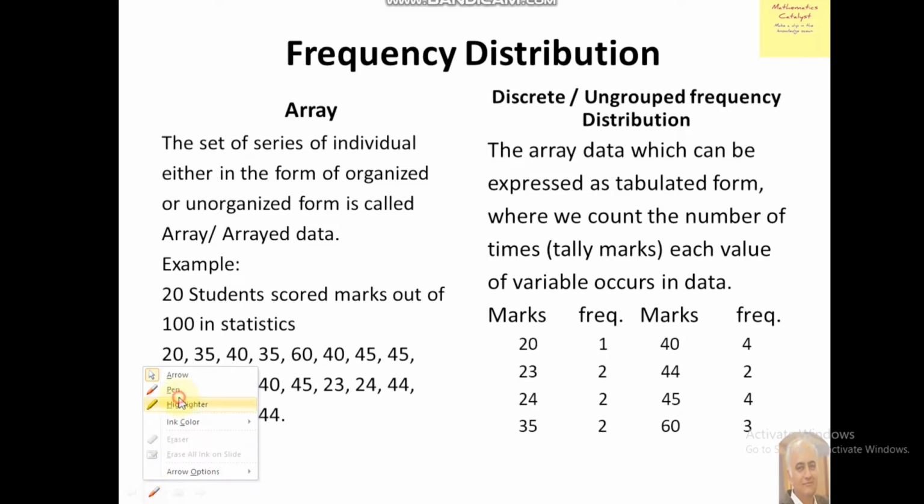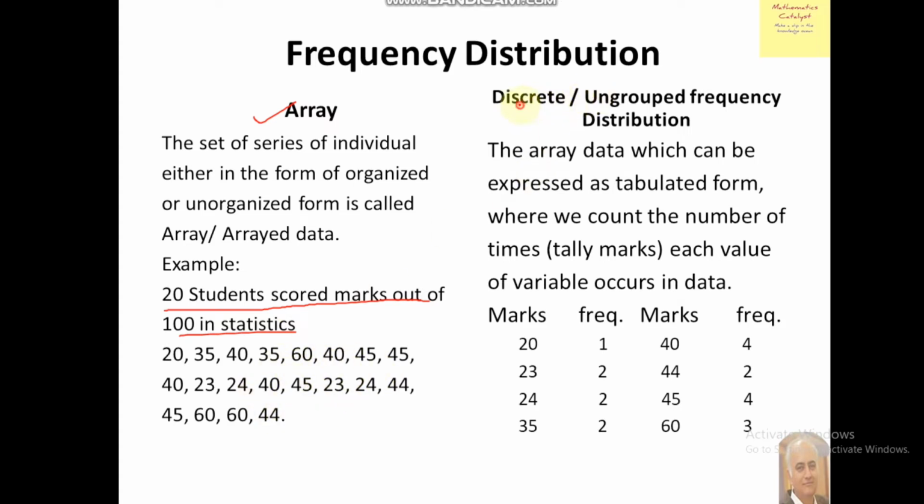In the case of frequency distribution, there are four kinds of distributions. First is array distribution. In array distribution, the series of individual observations, either in organized or unorganized form, is called array or array data. मतलब you have to arrange the data in the form of numbers only. Like 20 students scored marks out of 100 in statistics, and there are 20, 35, 40, 35, 60, 40, and these are the marks obtained by the students, and these marks are not given in ordered form. So it may be in organized form or unorganized form. Such a kind of distribution is called array.